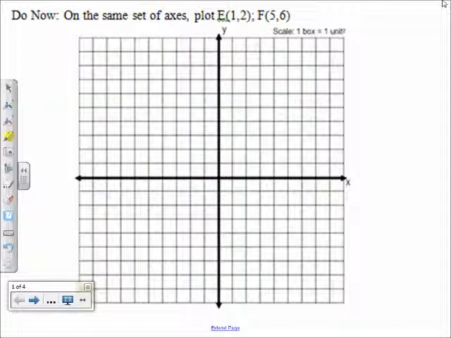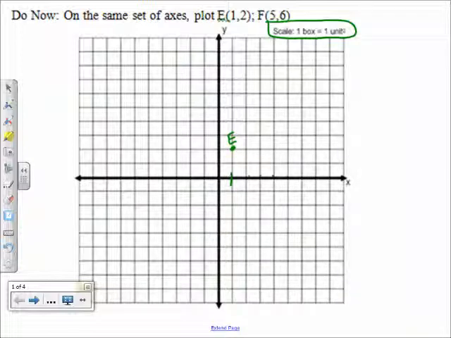Looking at this set of axes, I need to plot these 2 points. E, which is at 1, 2. Notice that my scale is 1 box is 1 unit, so I will go over 1 in the x direction and up 2 in the y direction. That's my point E.